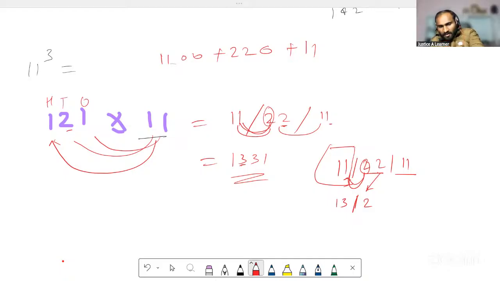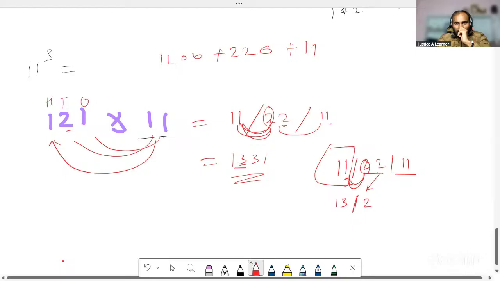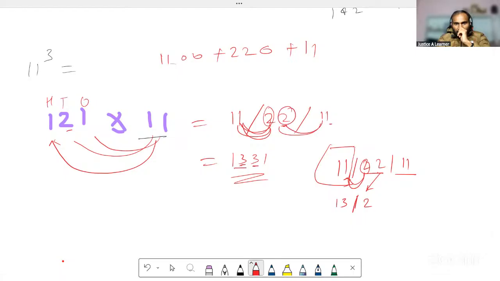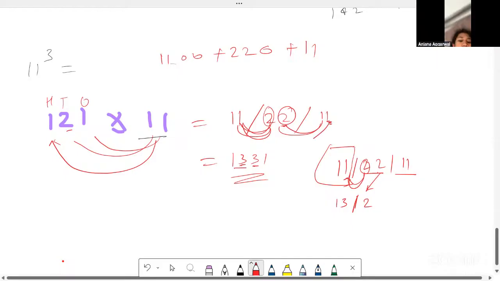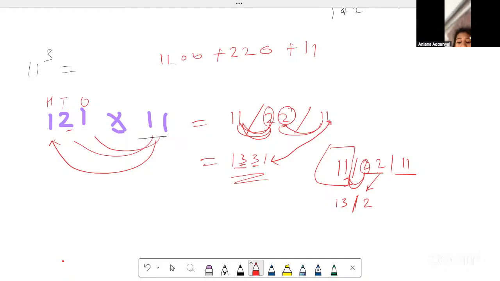Did you understand? Wait. So 11 plus 2 is 13. 11 plus 22 is 33. Where did you get the last one from? 11 plus 2 is 13, and then this 2, and then this 1 is 3. Nope, this is not right. This is a total confusing question.